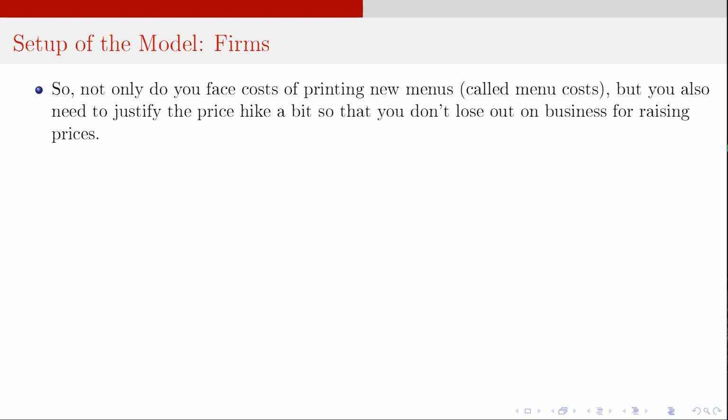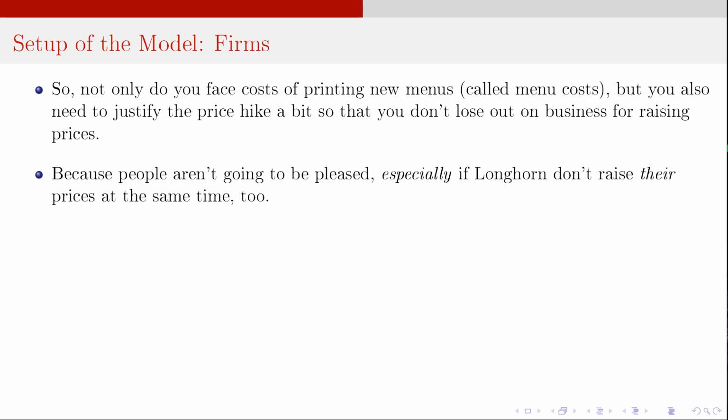But all of this costs the firm. So you face the cost of printing new menus, and these are actually called menu costs in the model. But you also need to justify the price hike a bit so you don't lose business for raising prices, because people are going to be upset, right? If Outback just raised their price and the store looked exactly the same, it's like, what the hell? I've been coming here a while, and I like the store and your steaks, but really? This $9.99 6-ounce sirloin is now $13.99?